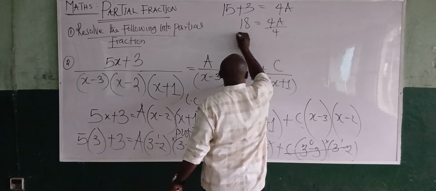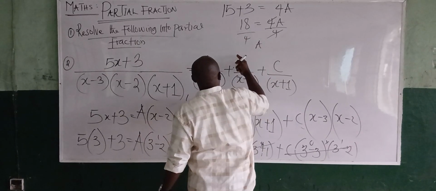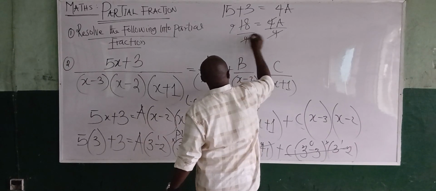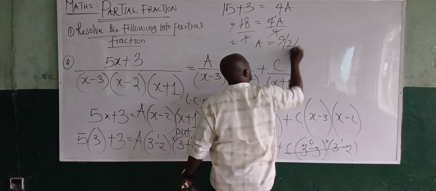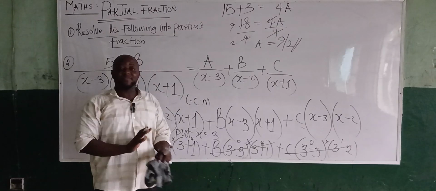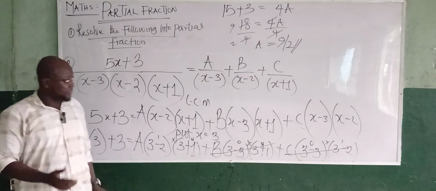Next, I will divide both sides by 4. This can be reduced. 2 can go here 9, 2 can go here 2. So I will have that the value of my A is 9 over 2. It's very simple. It's 9 over 2. So this is what I've gotten.